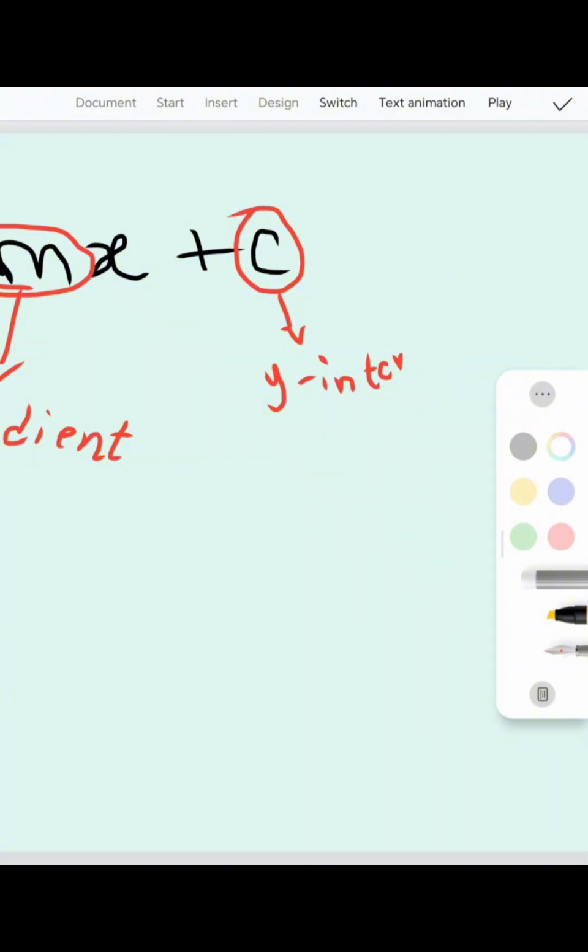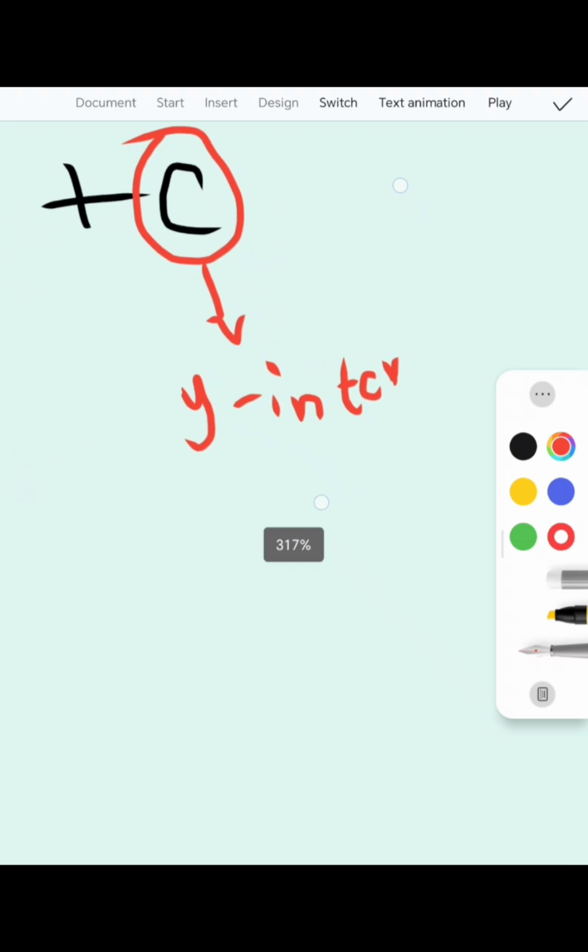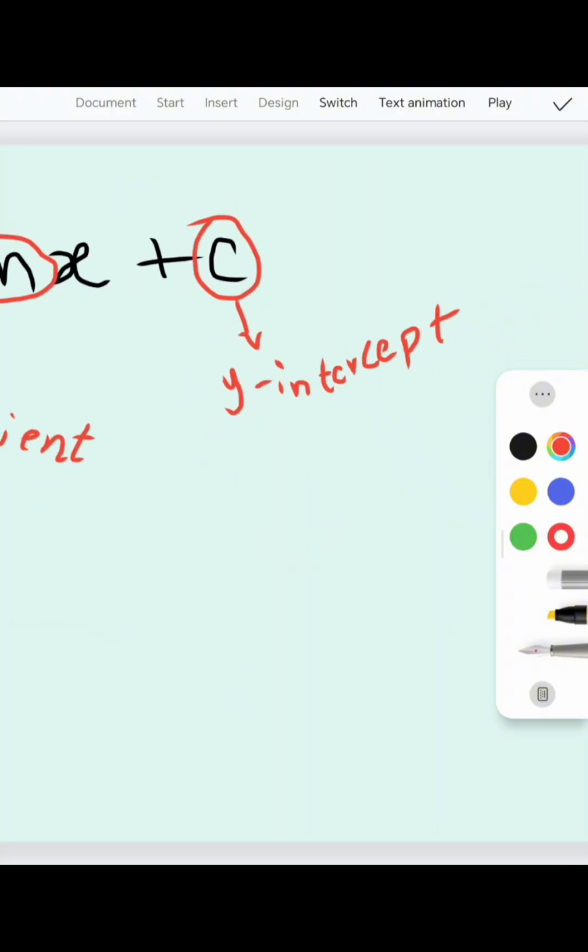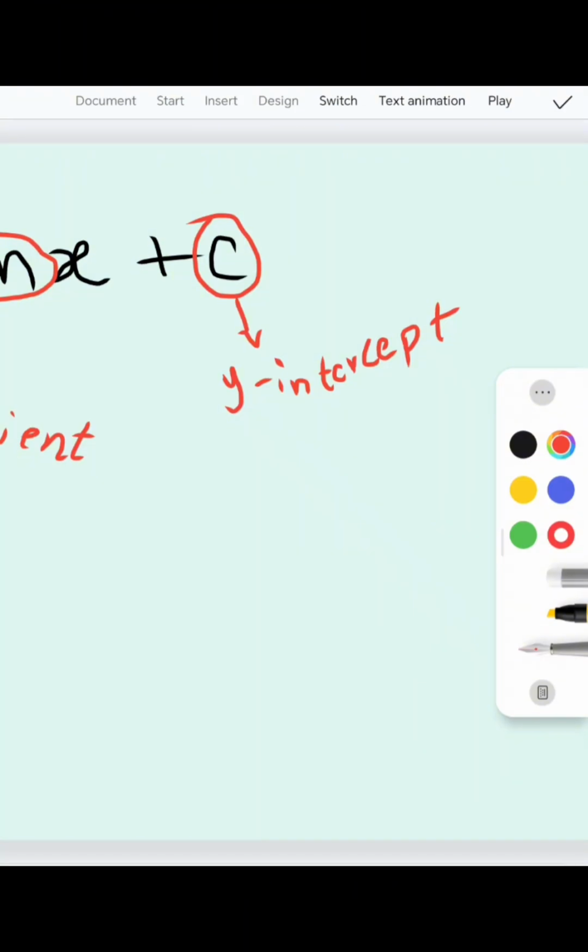I just write it, the y-intercept. Yes, it is the y-intercept. We will understand it more when we are drawing the graph. So this is where our graph touches the y-axis. You know that you learned about the Cartesian plane, something like a cross, something like this.